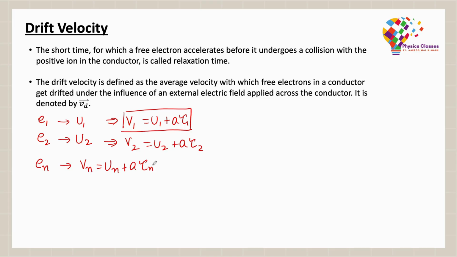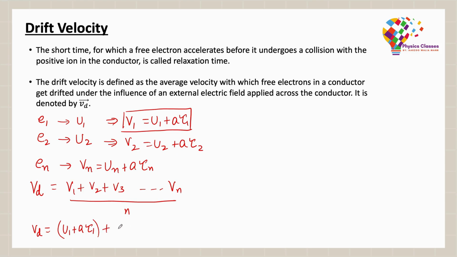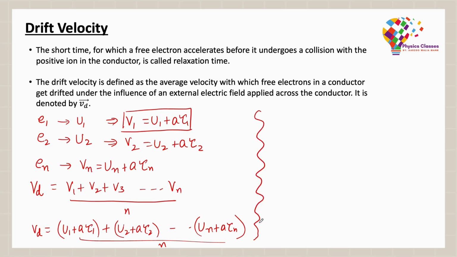But then I have to take the average of all these velocities. If I take the average, v1 plus v2 plus v3, so on till vn, I have to divide it by n in order to average it out. So I can substitute the value of v1, which was u1 plus a tau 1, plus u2 plus a tau 2, so on up to un plus a tau n, all divided by n.